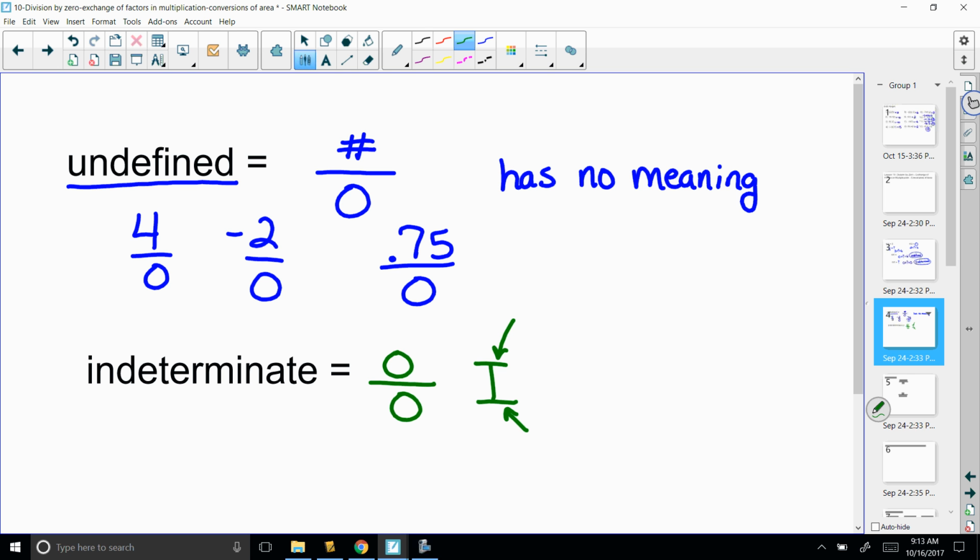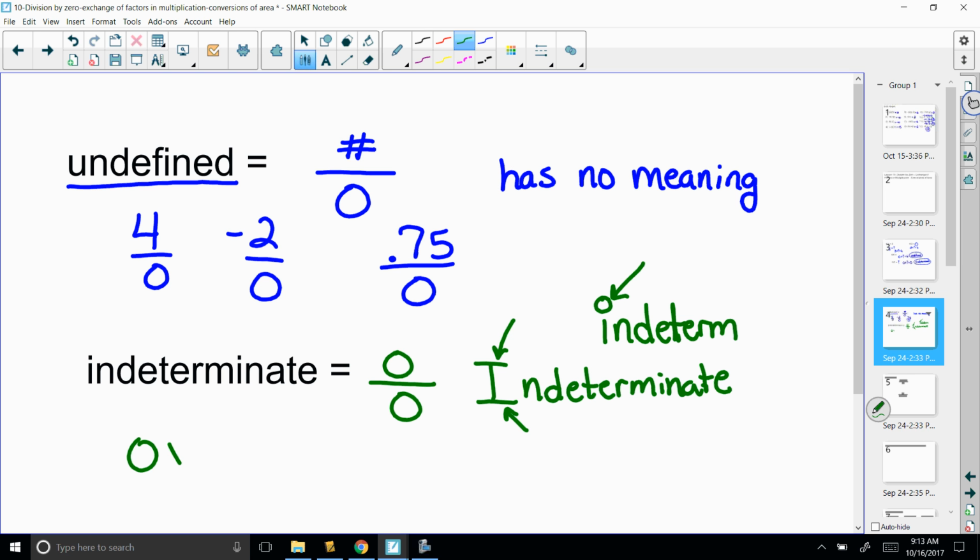Or you could refer to it as this, an indeterminate. What has to be in the numerator? A 0. I don't care which way you look at it. But the answer is indeterminate. I cannot determine what the answer is because it is any number. 0 times what number equals 0? It can be any number. We can't determine it, so it's indeterminate.